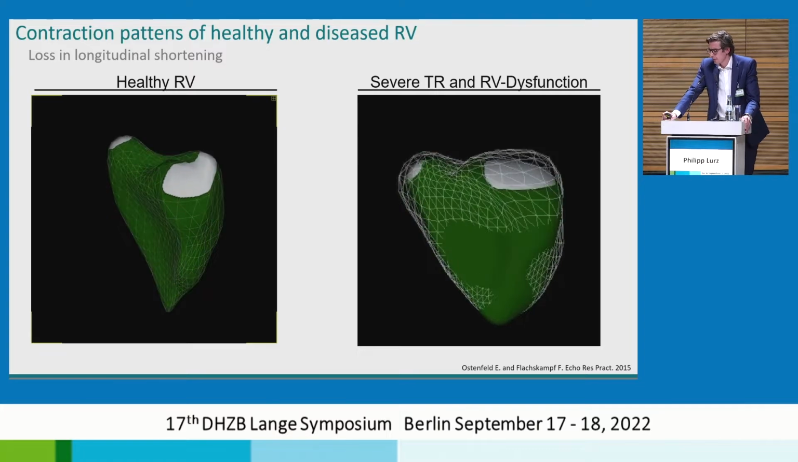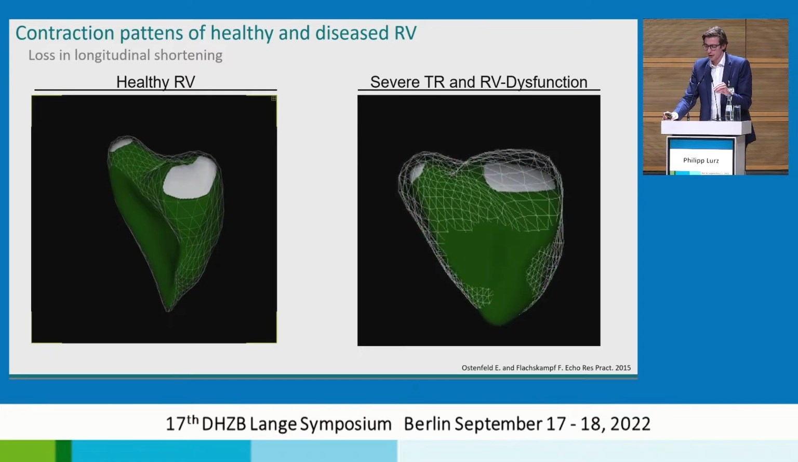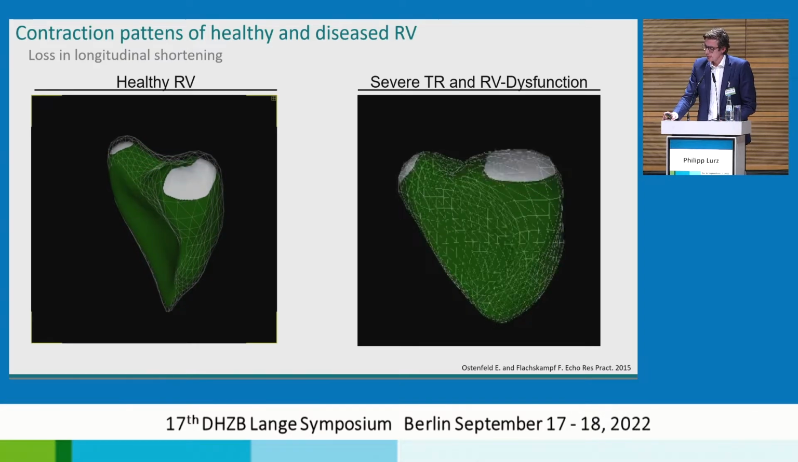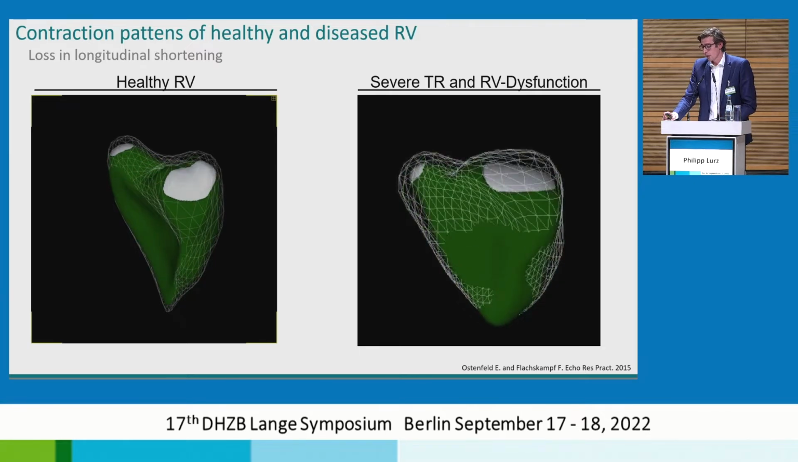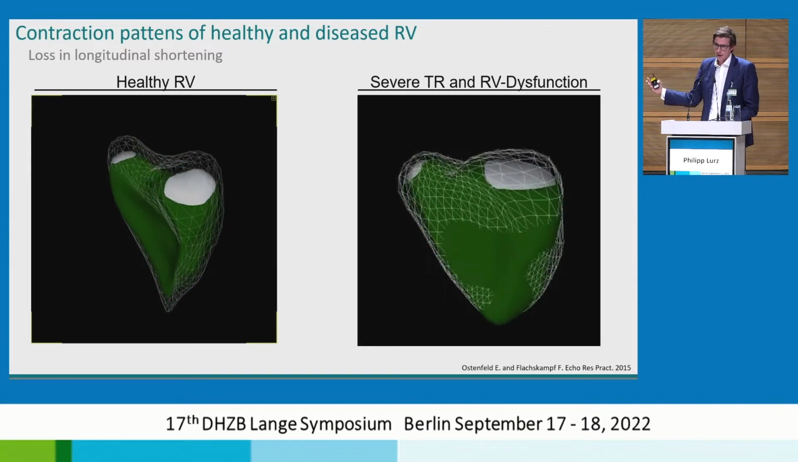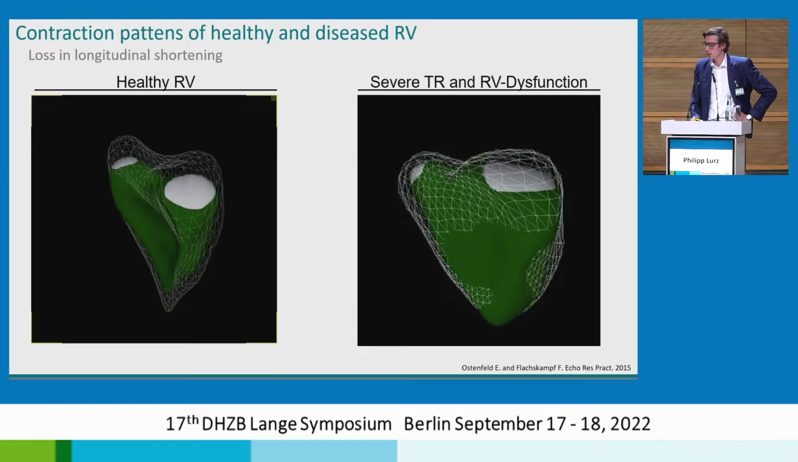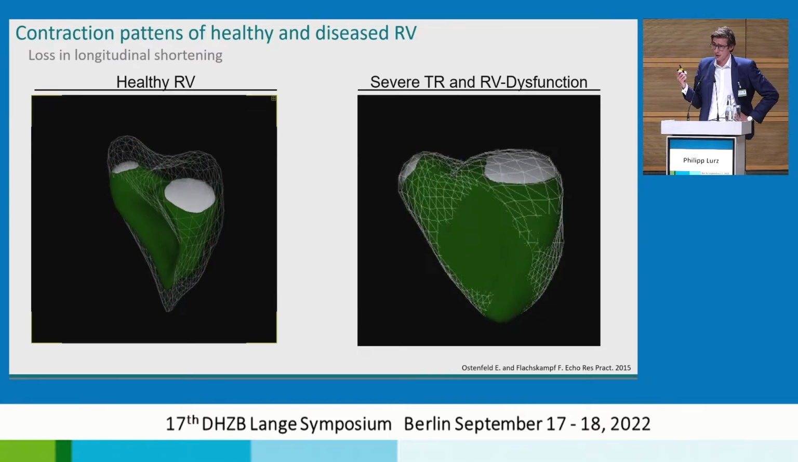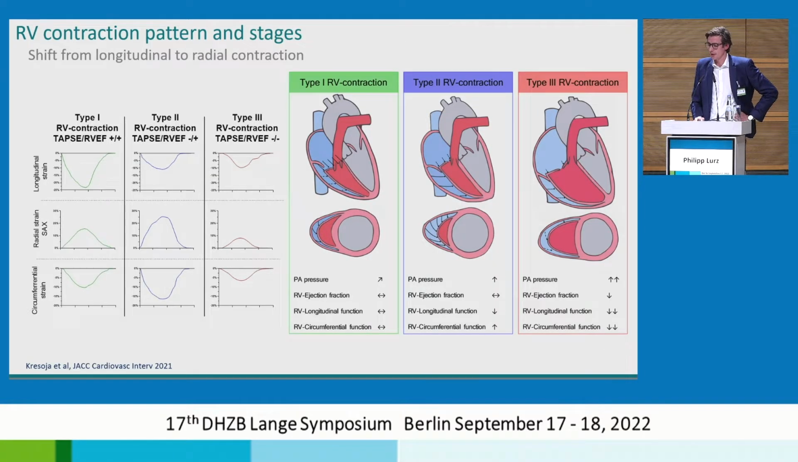Another remark about how we assess RV function. Obviously, we very often do so with TAPSE because it's so easy, especially when we don't have magnetic resonance imaging or 3D imaging. But obviously, unlike the healthy RV myocardium, as soon as the RV is susceptible to pressure or volume overload, longitudinal function goes down first, but might be compensated by radial and circumferential contraction, and this is exactly what we see in patients with tricuspid regurgitation.